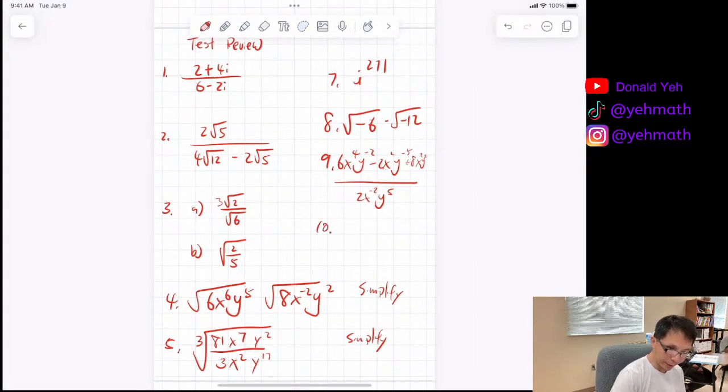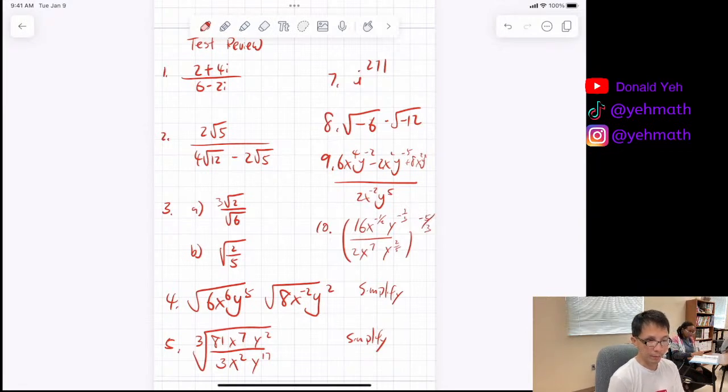And like I said, I really like those types of questions where you have to know your exponents. So 16x to the negative 1/2, 2x to the 7, y to the negative 1/3, y to the 2/5, to the negative 5/3. So something like this, you will see it.